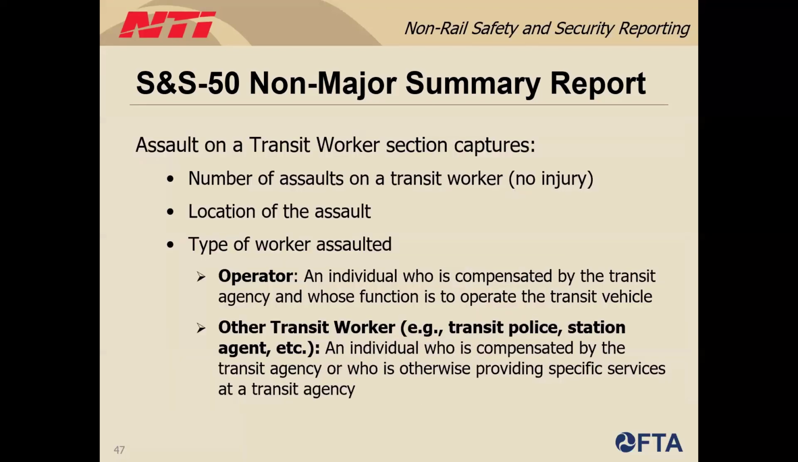In the non-major transit worker assault section, you'll record the number of non-injury worker assaults that occurred during the reporting month, which will include the location of the assault and the type of worker that was assaulted. As you can see, there are two types of workers: vehicle operators and other transit workers. This is a new definition based on the requirements of the BIL. These definitions may also be found in the NTD glossary.